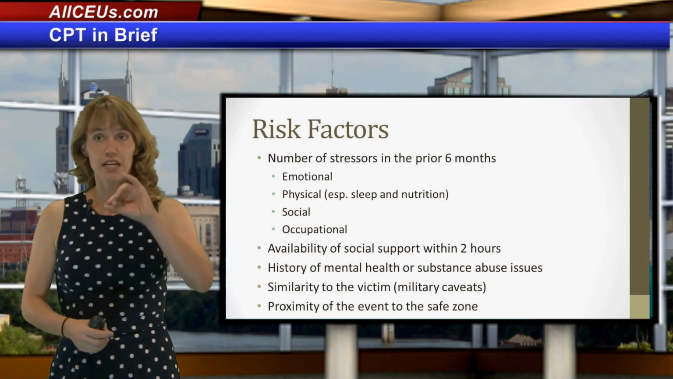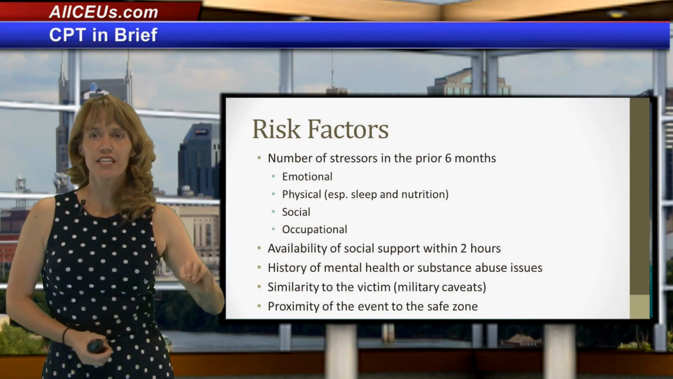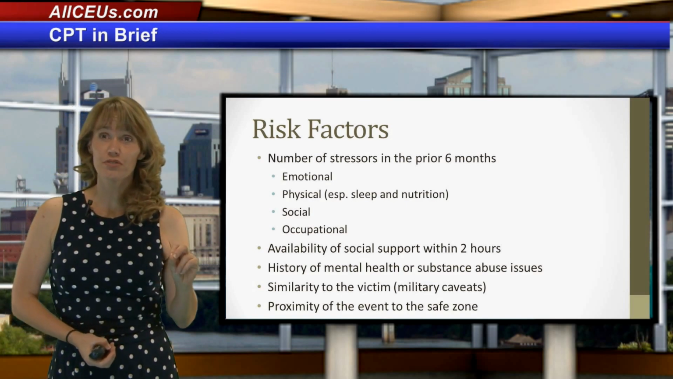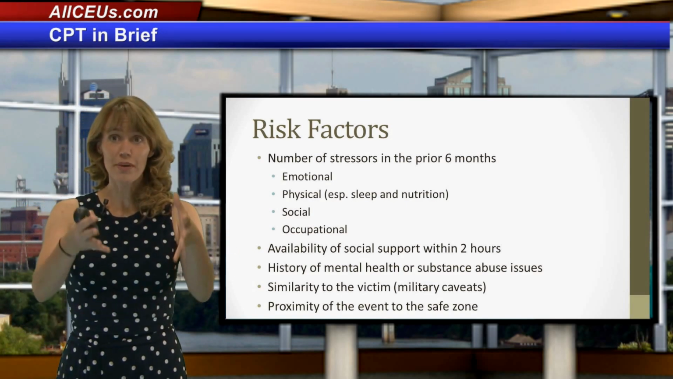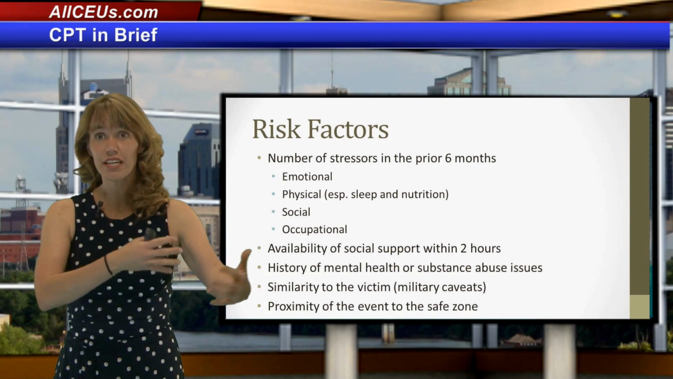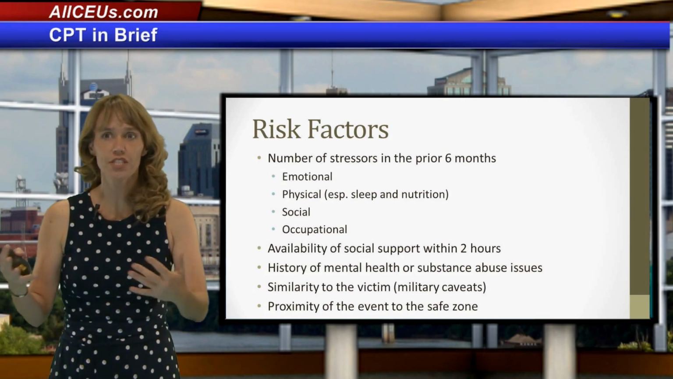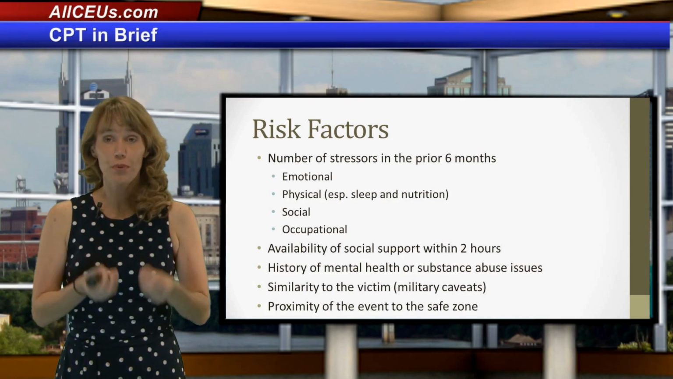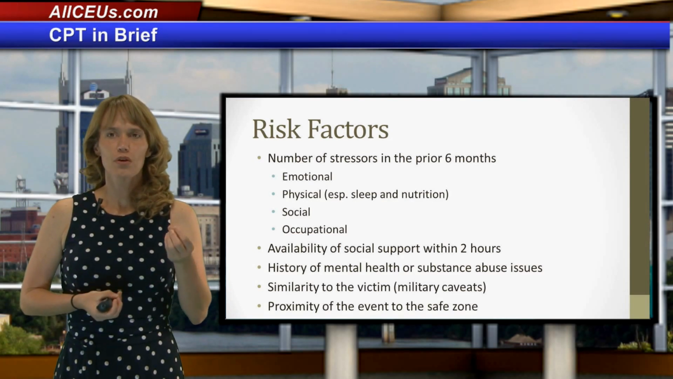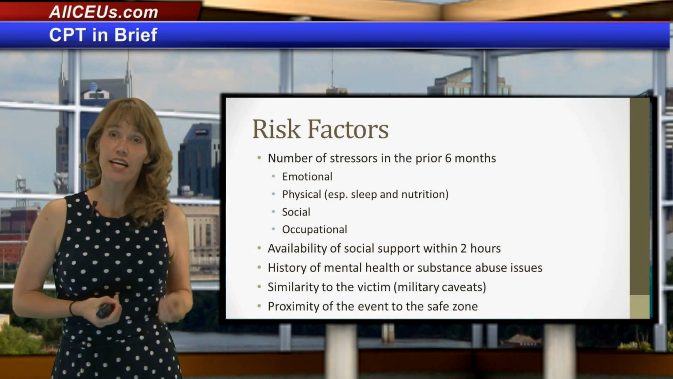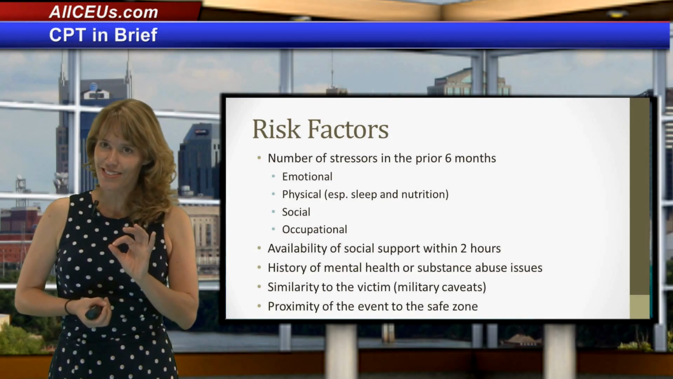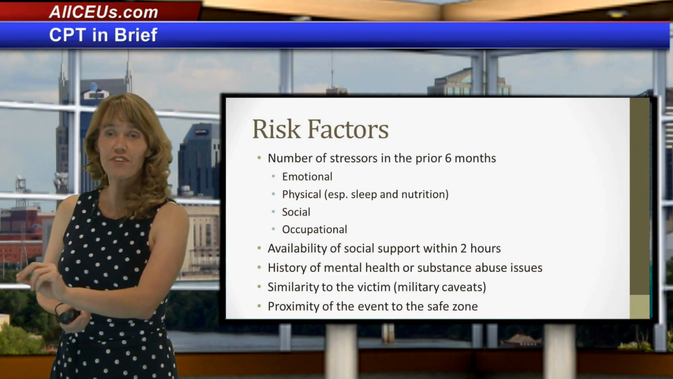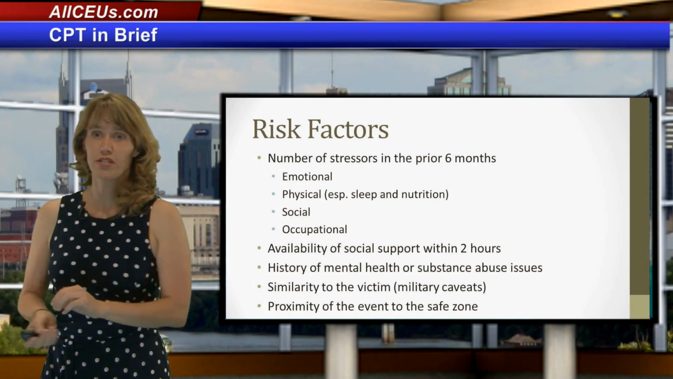Okay, so the number of stressors in 6 months, availability of social support, history of mental health or substance abuse issues. If we know that somebody already has a history of difficulty coping with life on life's terms, or if we know that they have a history of depression, we need to be more attentive to that, because that could mean, doesn't always, it could mean that they may be more likely to have difficulty dealing with extreme stressors.